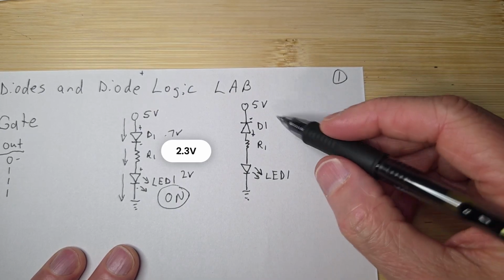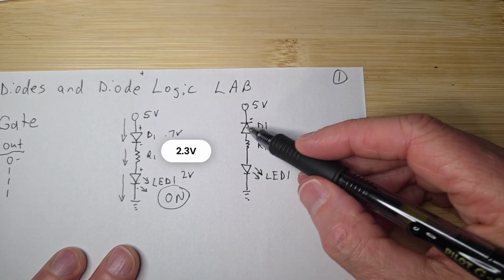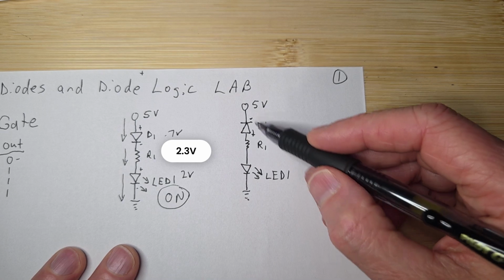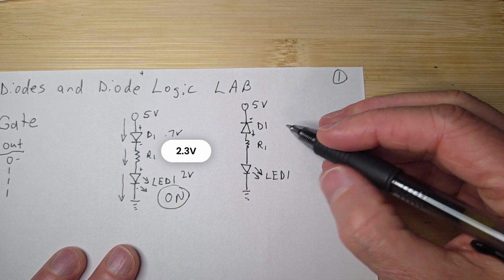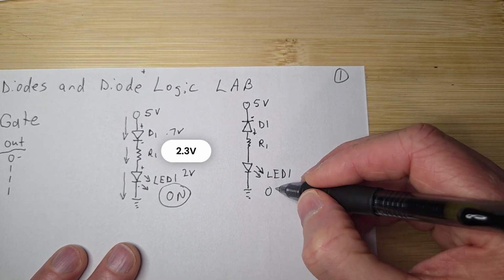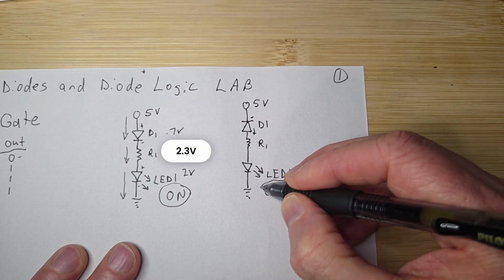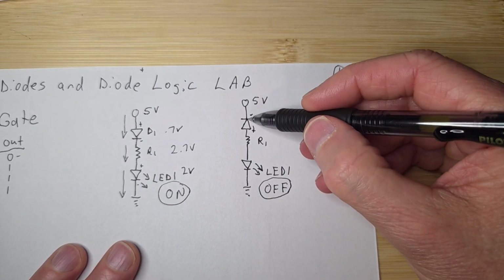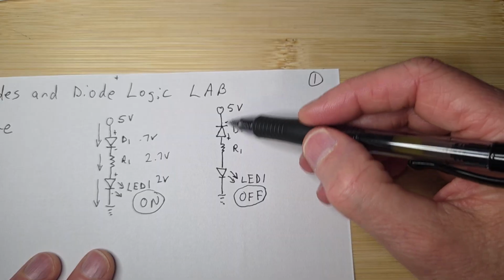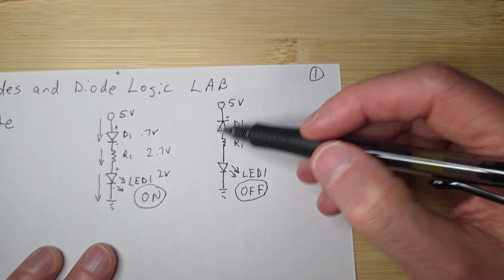Probably what I'm going to see is this is going to act like an open, and if we measure here and here we'll probably read an open. So this should be off. There shouldn't be any light, because this diode's reverse biased now, and it's going to be blocking the current. There shouldn't be any current flow through here, at least not enough to do anything.